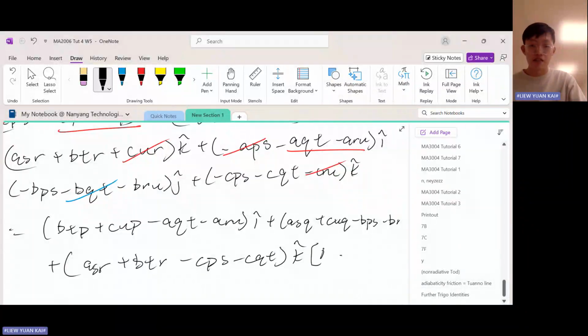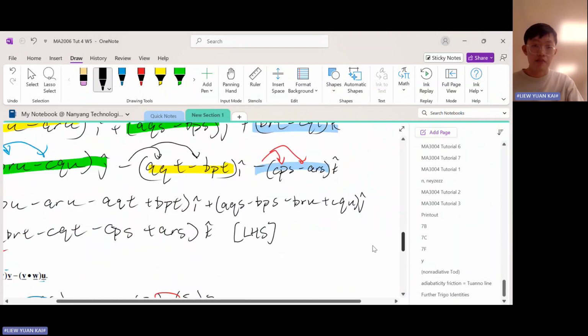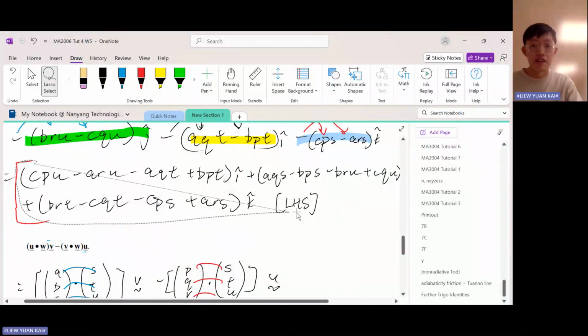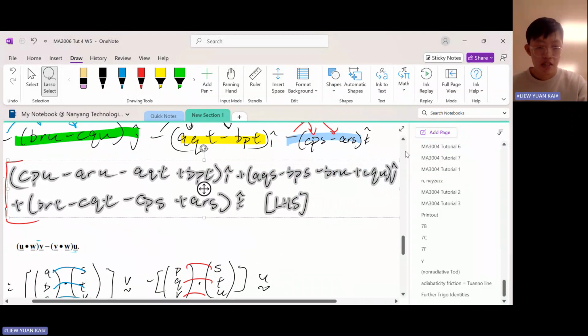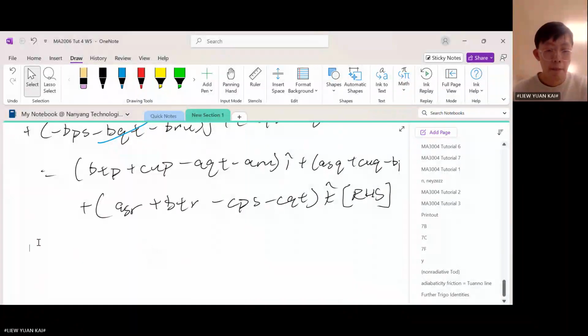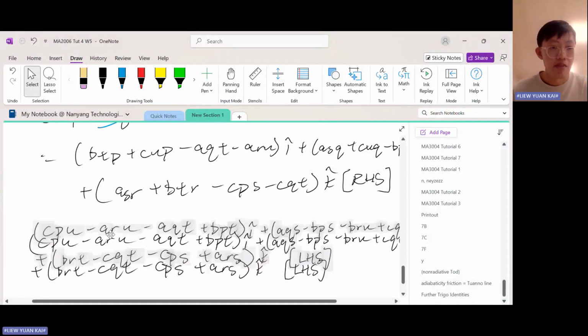Okay, now we check the two results that we got. So this is our right-hand side of that equation. Check if they're the same. So let me go back up. I'm going to copy this so that we can see them side by side and check if they match. Hopefully it should. So this is the result that we got from our left-hand side.